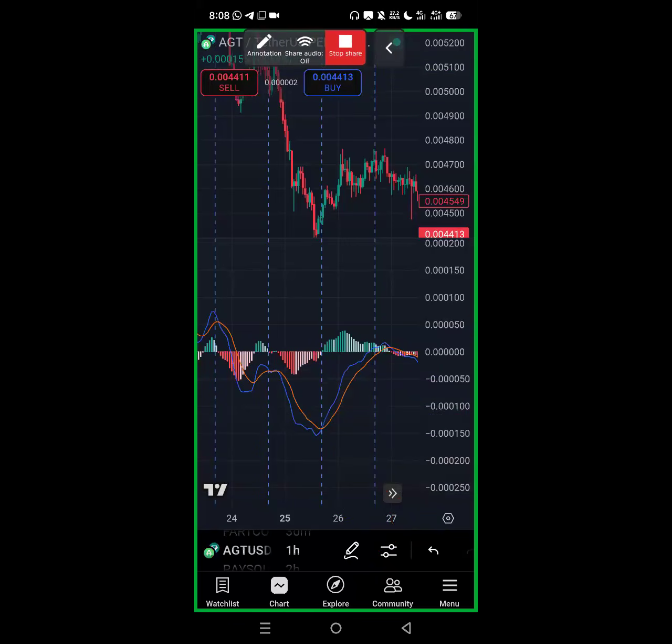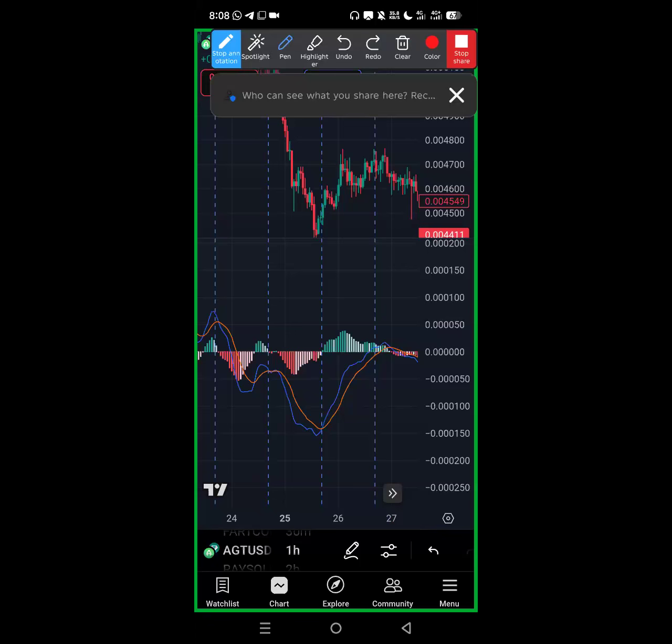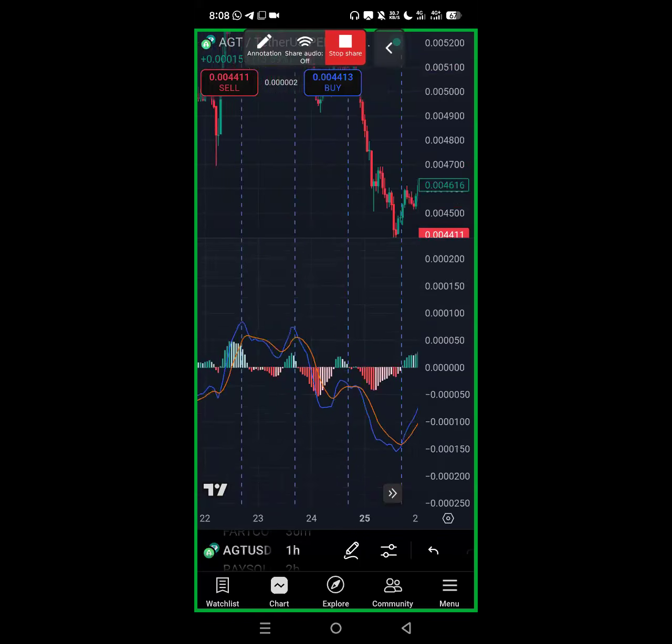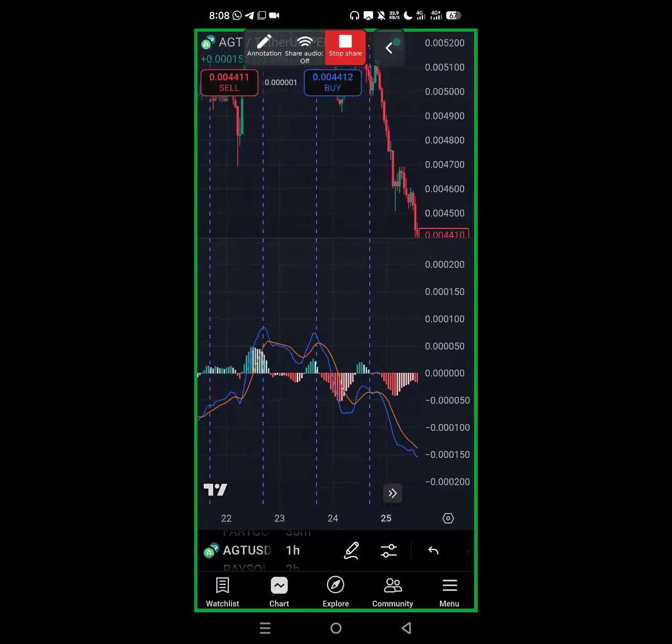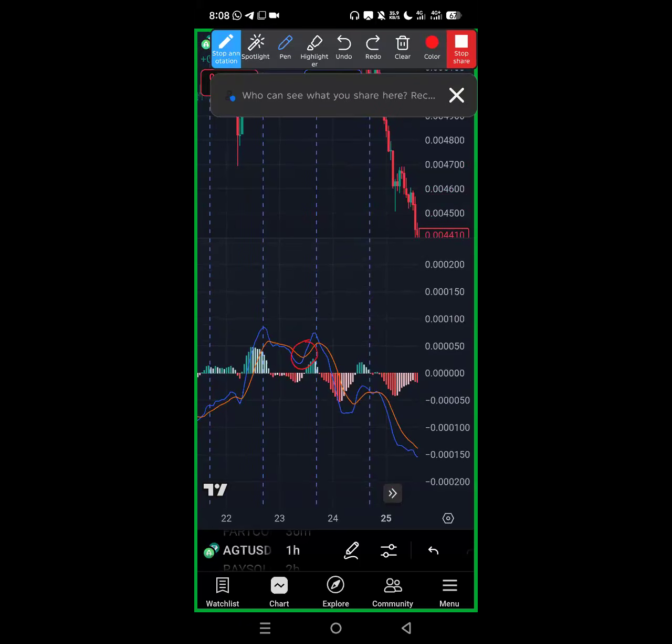A crossover like this is good. So this is one crossover which presents a good buy signal. Another one we see here. This is another crossover that is presenting a buy signal. See them, the crossovers, they're presenting a buy signal.